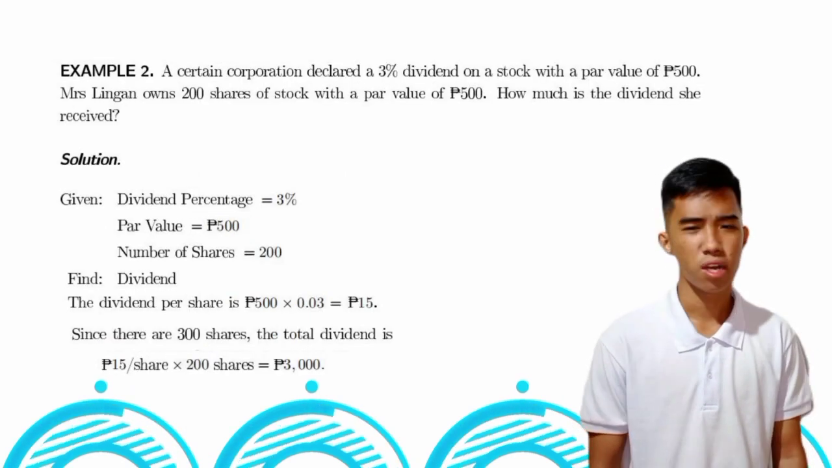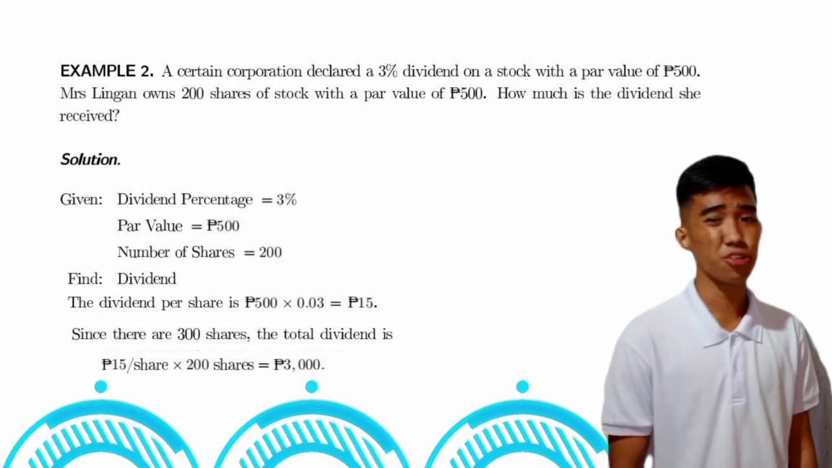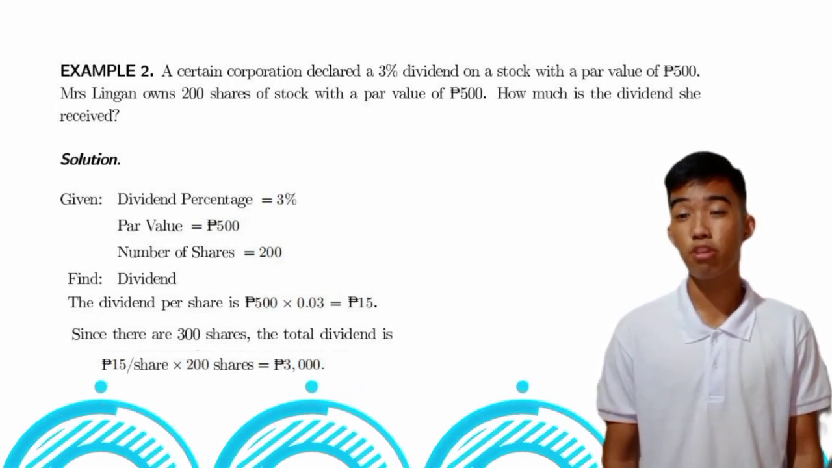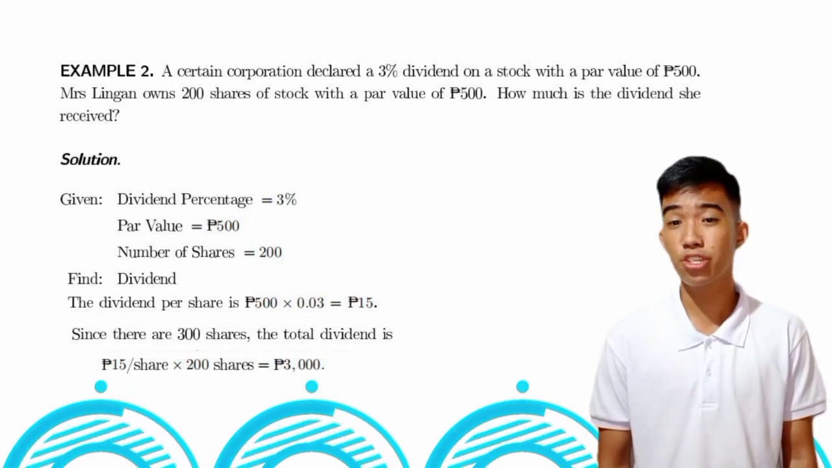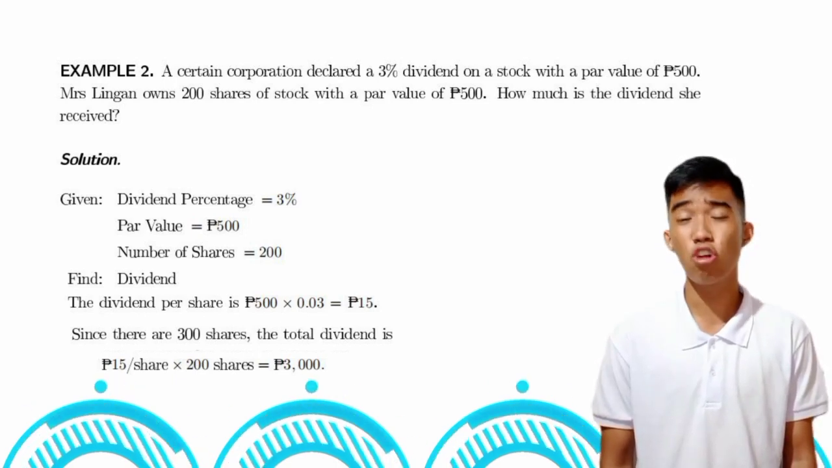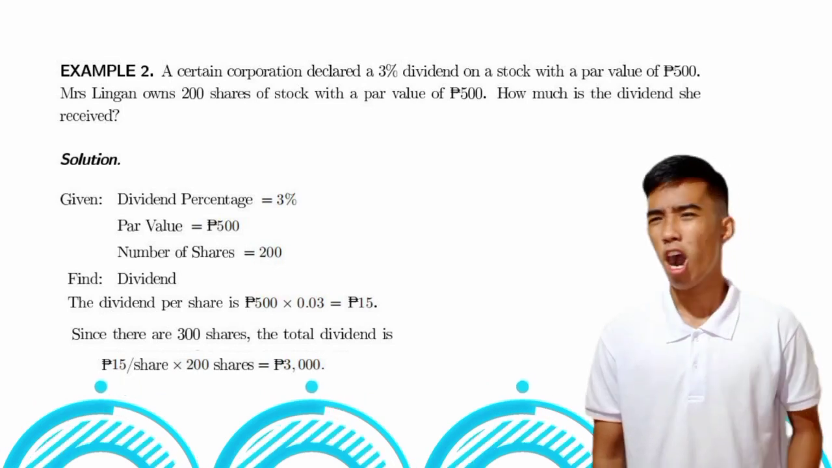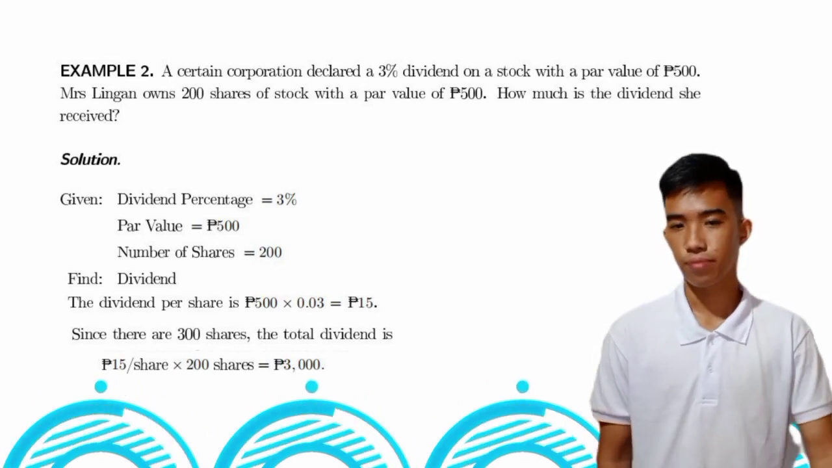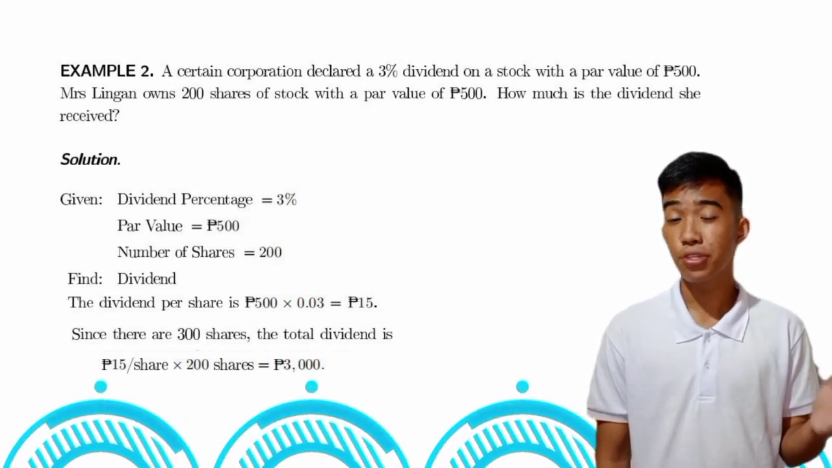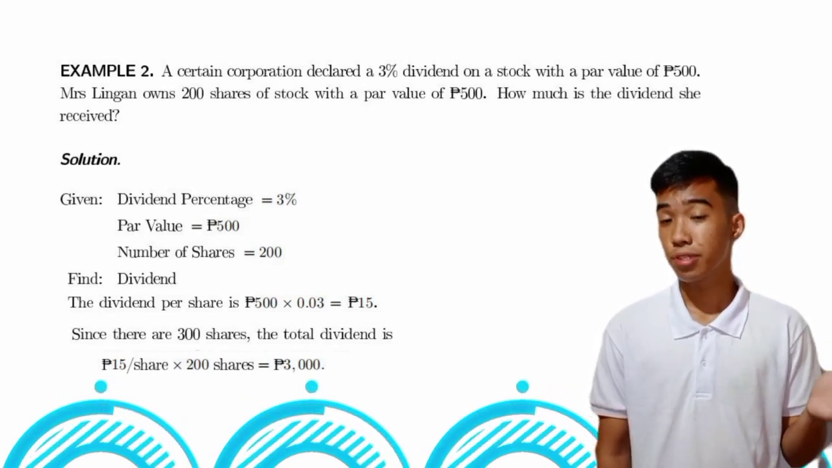Example number 2. A certain corporation declared a 3% dividend of stock with a par value of 500 pesos. Mrs. Lingan owns 200 shares of stock with a par value of 500 pesos. How much is the dividend she received?